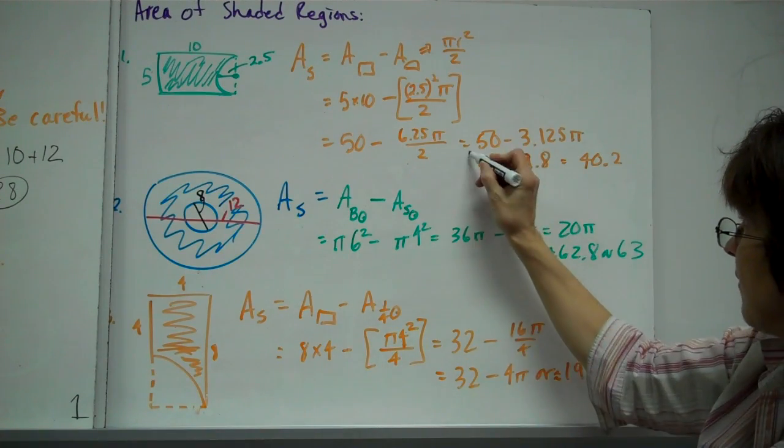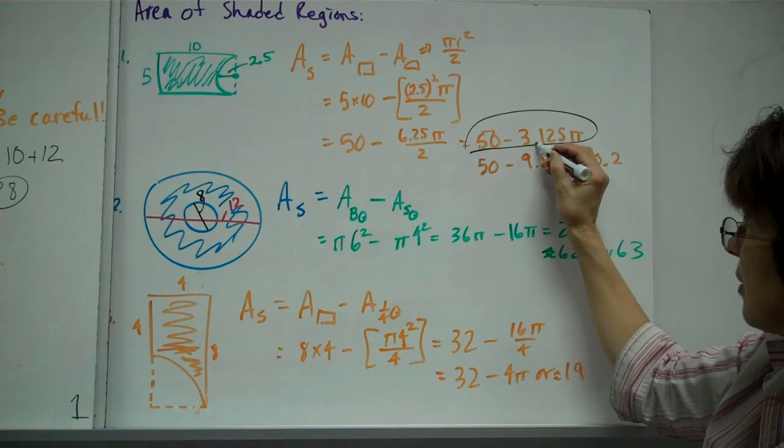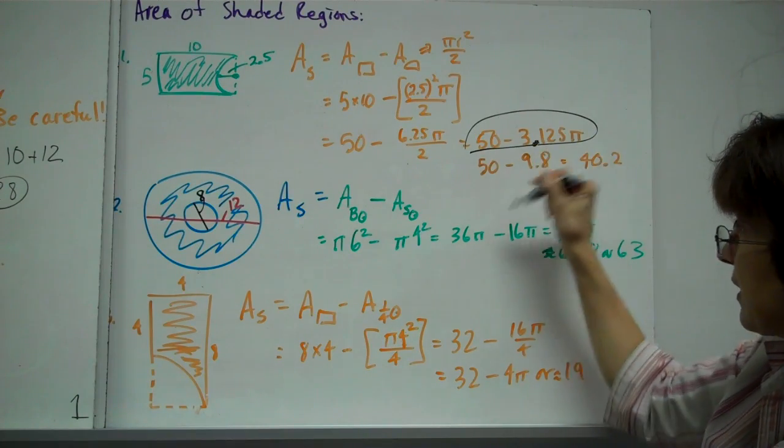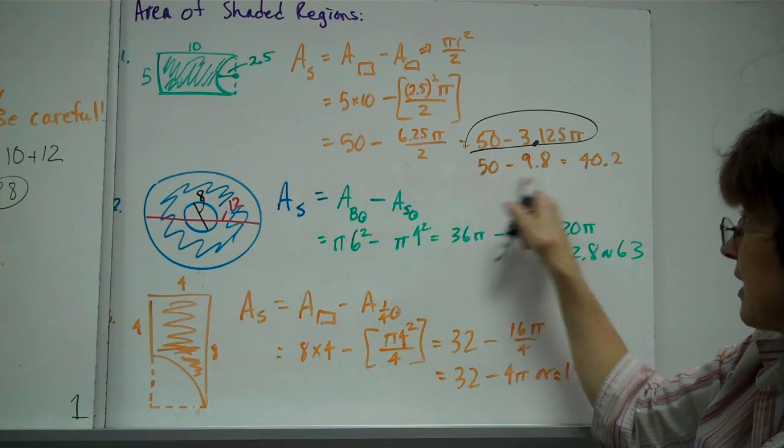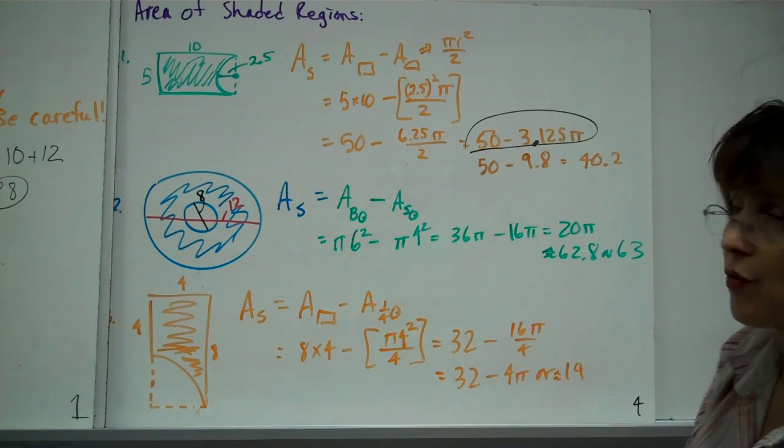And again, sometimes they will have that be the answer. They have the answer as a pi term and then a regular number. And that's okay. It just depends on what the selection is. And sometimes they want you to figure it out. In this case, it'd be about 40.